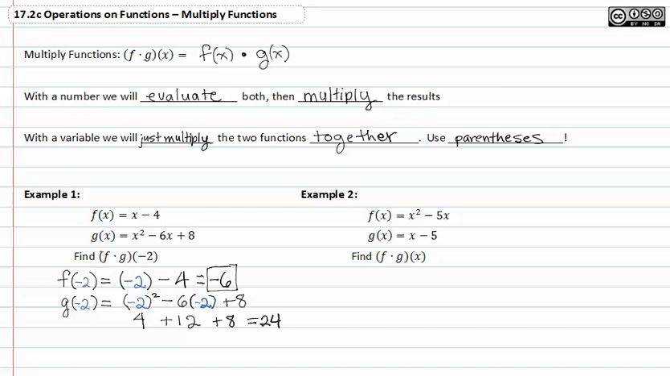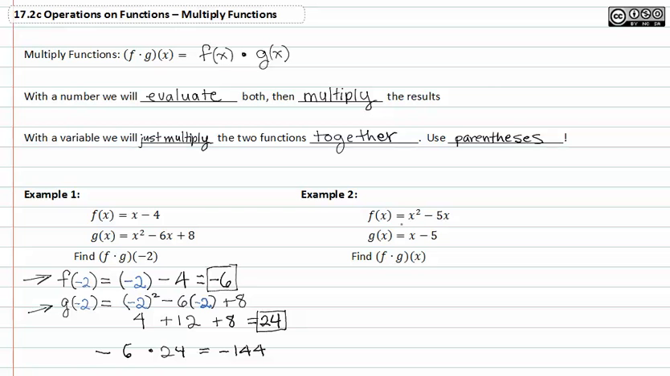Since I have to find f times g of -2, that means I have to multiply what I found for f of -2 by g of -2. So, -6 times 24 equals -144.